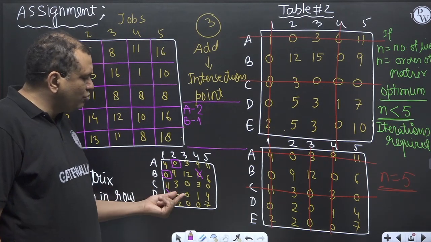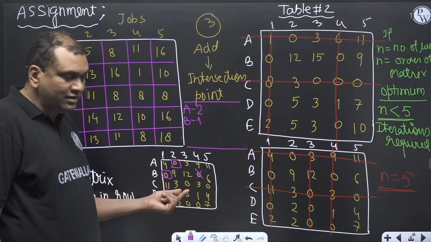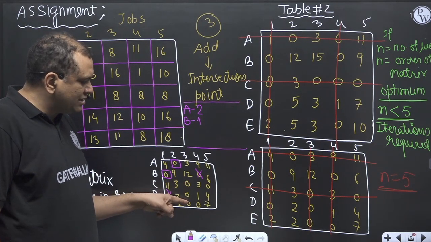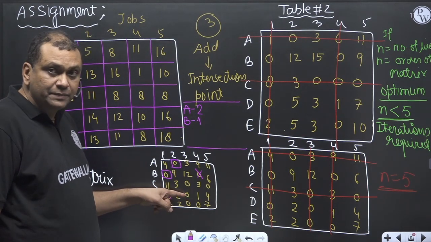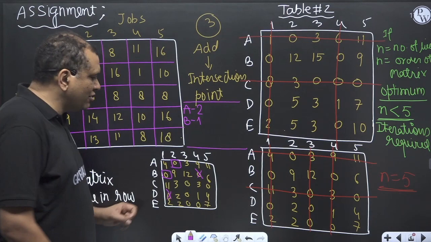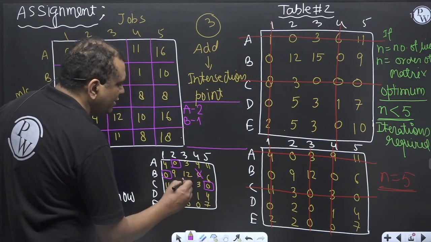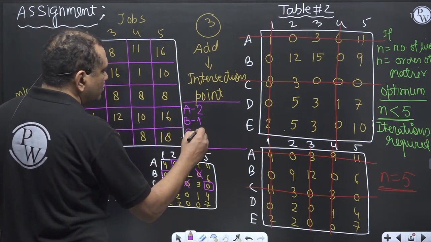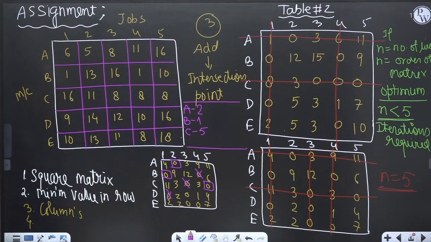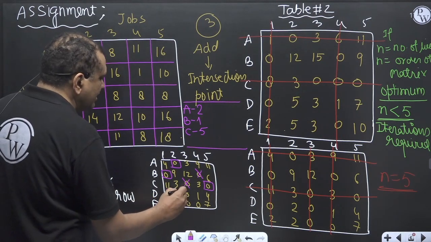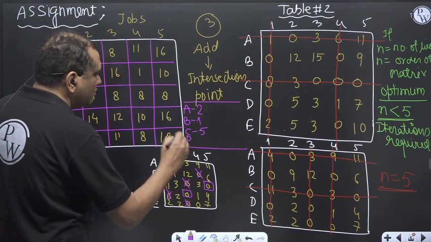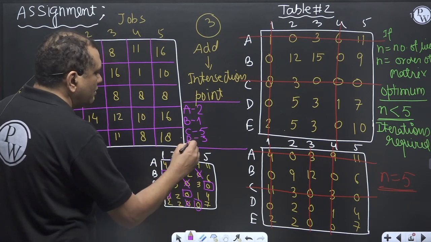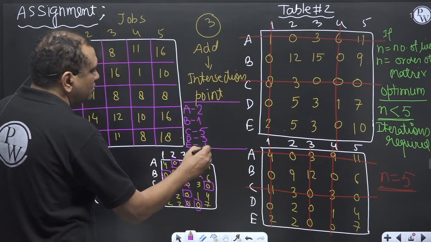So for D, no assignment will be left. Correct? C, if you assign this 0, the remaining 0 will be cancelled, so for D there is no 0 left. So C assignment, I will not make it here, I will make it here. So this will be cancelled. So C will be assigned to 5. D will be assigned to 3. And E will be assigned to 4.